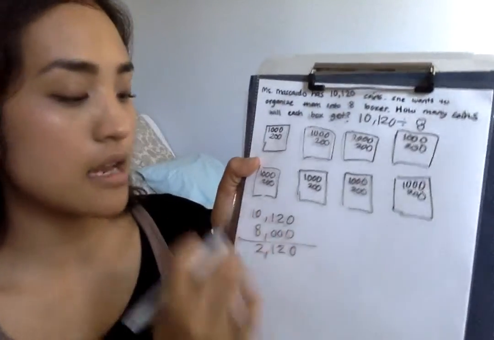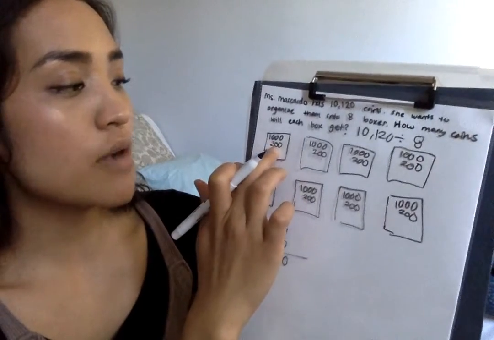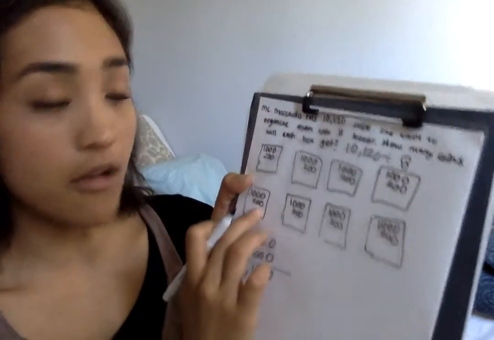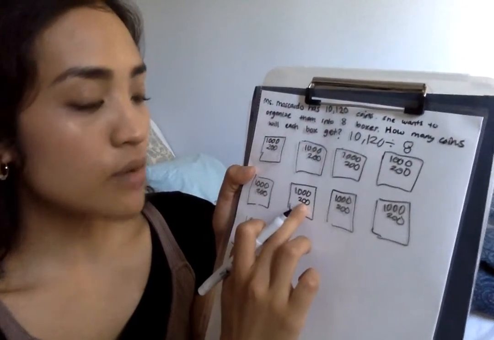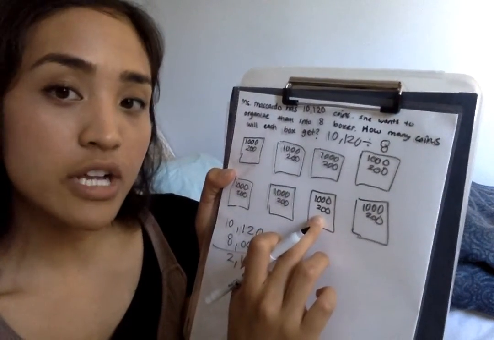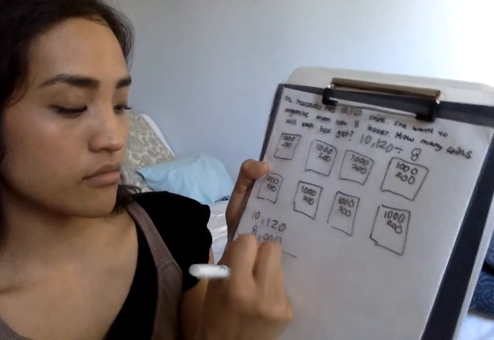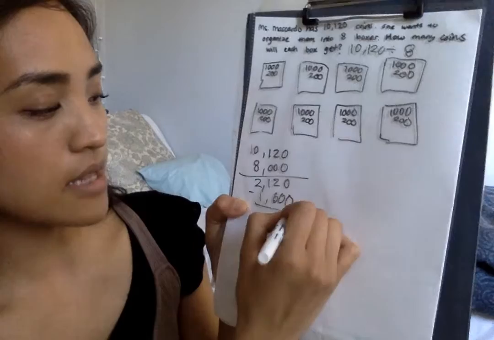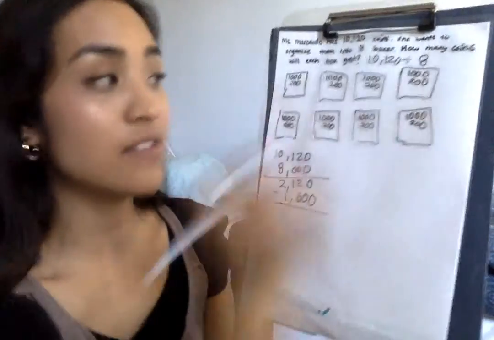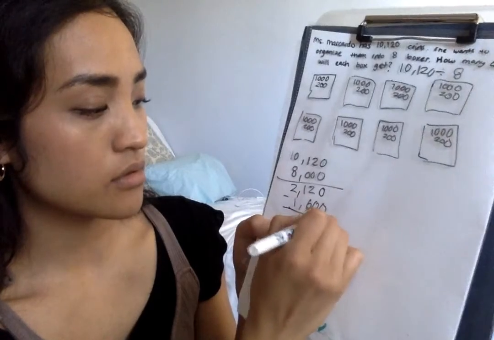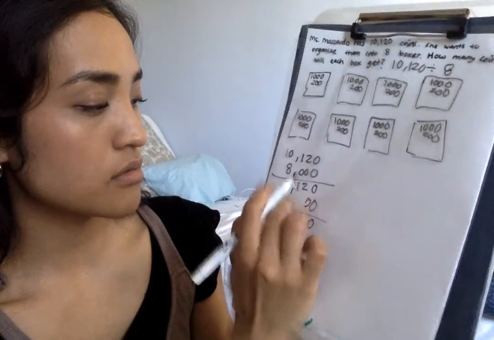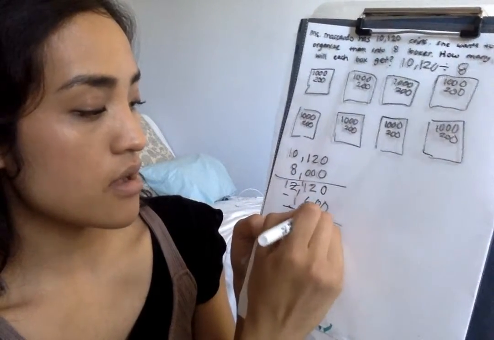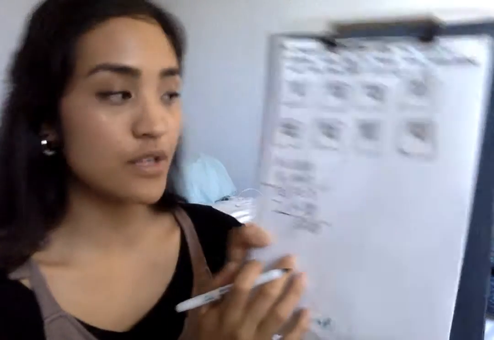Alrighty, let's count how many I now need to subtract from this total. So 200, 400, 600, 800, 1,000, 1,200, 1,400, 1,600. Just like so. Alrighty, let's see how many coins I still have left to give away. Okay, this is 5. 520 is what I have left.